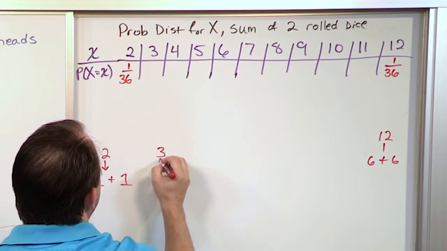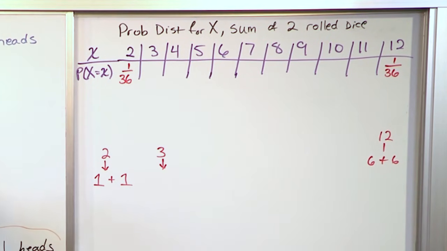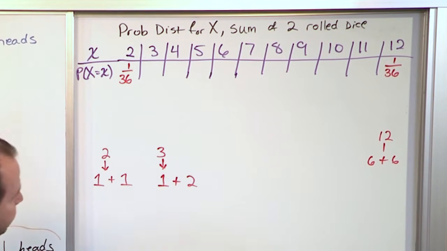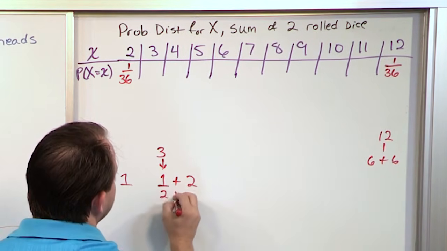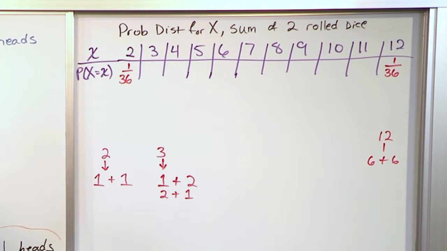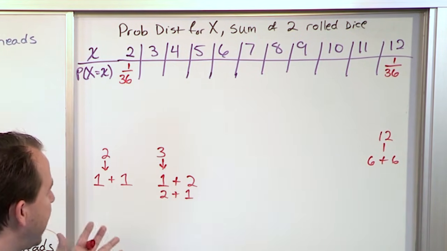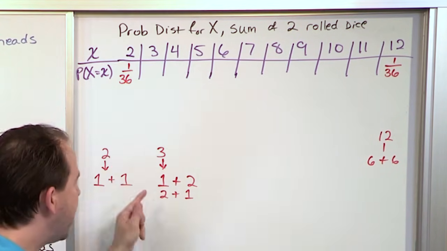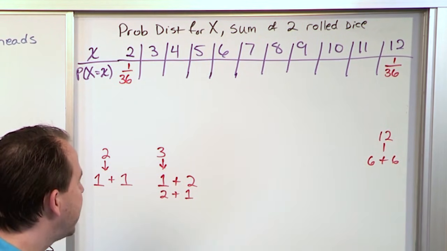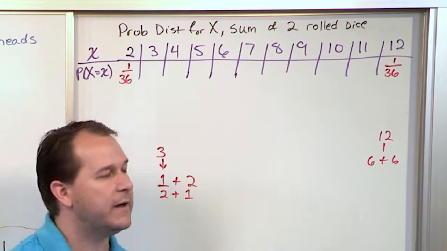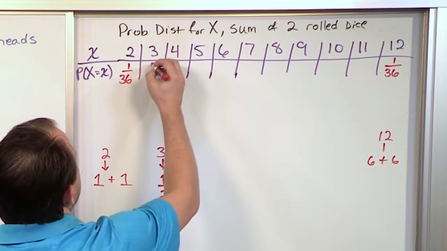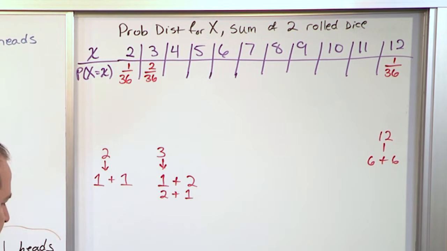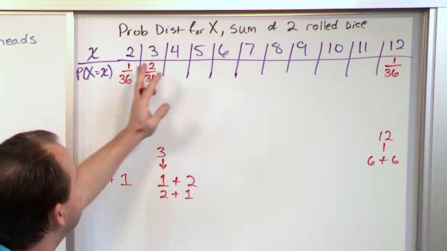If you look at the number 3, how can I get the number 3? Well, with one die I can get 1 and with the other 2, or 2 and 1. Those are the only ways in which I can roll this pair of dice to get the sum of 3. I can get a 1 on die A and a 2 on die B, or a 2 on die A and a 1 on die B. So there are only 2 possible ways I can sum to 3, again out of 36.